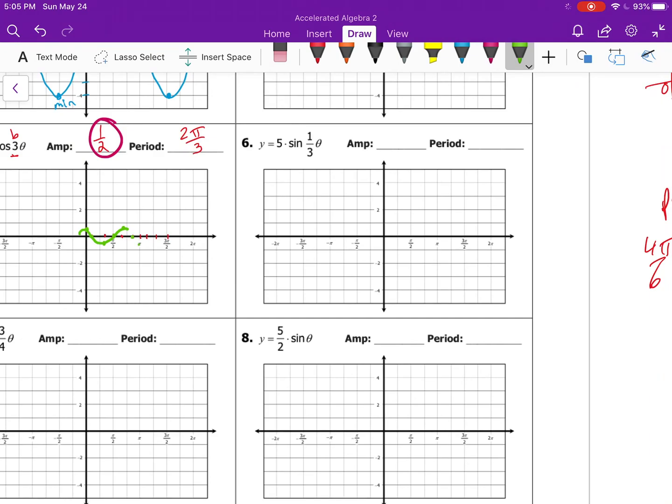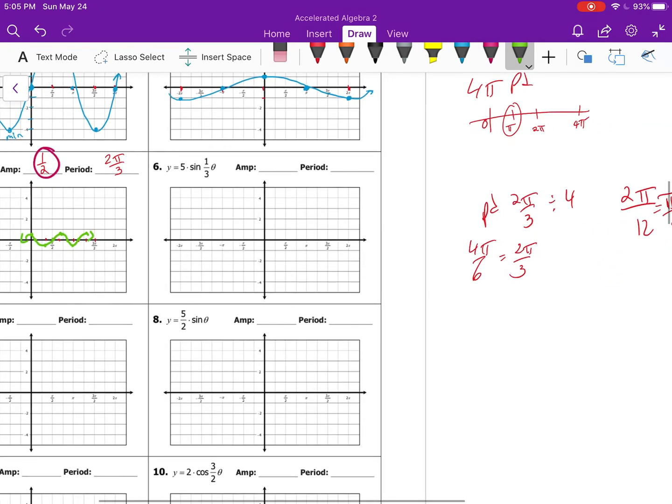So we could keep going if we wanted to, right? We're going to go back from our max, middle, minimum, middle, max. We'd have another one, and we keep going on and on and on like that, right? So I'm not going to keep doing all the tiny little ones, but you hopefully get the idea for that. All right, how about my next one?